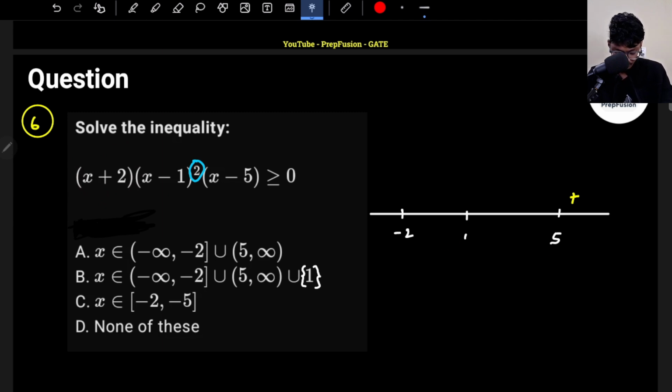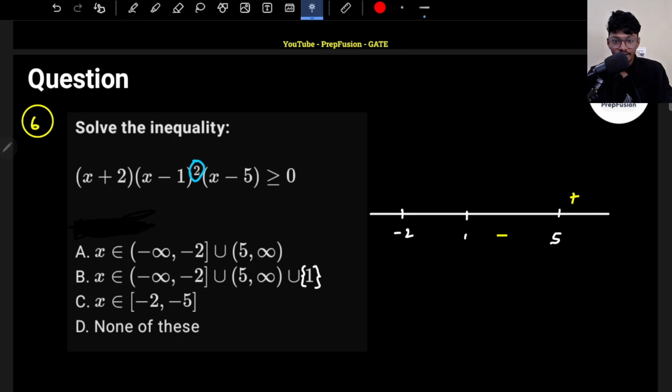Now what about the region between 1 and 5? If I choose a number between 1 and 5, let me choose 2. This will always be positive, so I don't have to think about it. This will be negative and this will be positive. So overall, I will get a negative number.